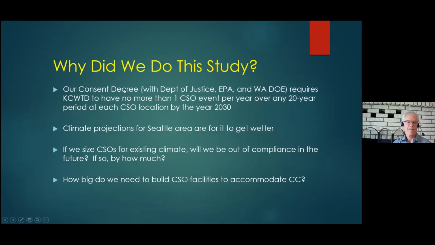So we have a consent decree with the Department of Justice, the EPA, and the Washington Department of Ecology to have no more than 1 CSO event per year over any 20-year window at each CSO location by the year 2030. And we know the climate projections for the Seattle area are for it to get wetter. And so if we size CSO facilities just based on historical rainfall, we are likely to be out of compliance, and we wanted to know by how much. Or in other words, how big do we need to build CSO facilities to accommodate climate change?